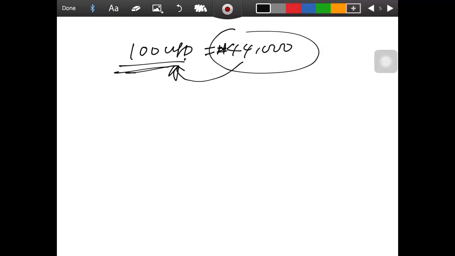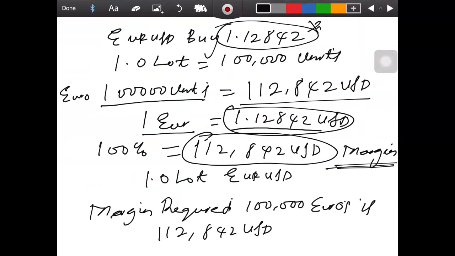Now leverage comes in. Why does leverage come in? Leverage comes in because very few individuals can afford 112,842 US dollars to buy 100,000 euros. Okay, let's use my mouse now. To buy 100,000 euros. If that is the minimum trading size, most people will not be able to trade Forex.